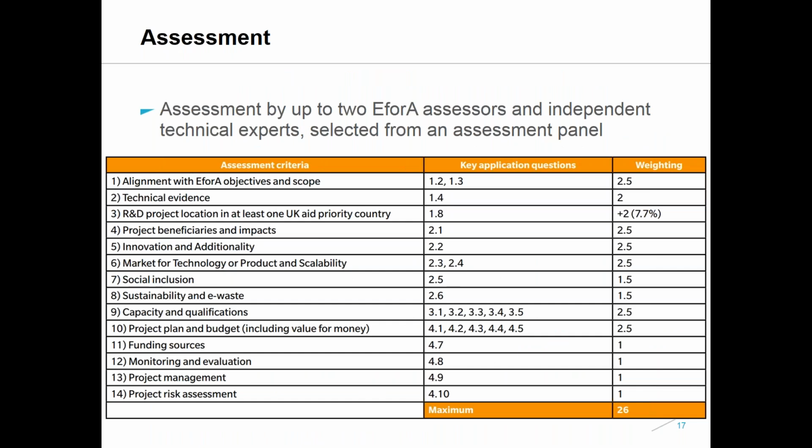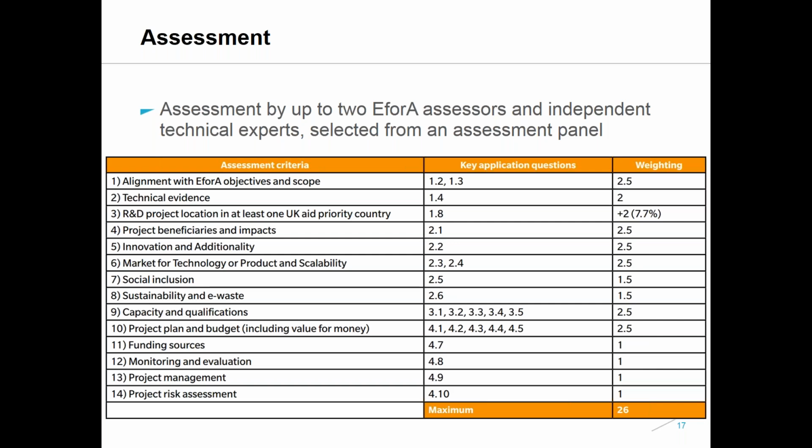So once your application is submitted, we will then screen applications to ensure they meet the eligibility requirements as mentioned earlier. Assessment of applications is conducted by 2 E4A assessors and independent technical experts that are selected from an assessment panel. In the table on the slide, we have provided the assessment criteria that reviewers will review the applications based upon. When completing your application, please ensure that you have reviewed the assessment criteria, and this can be found within the guidance for applicants document.